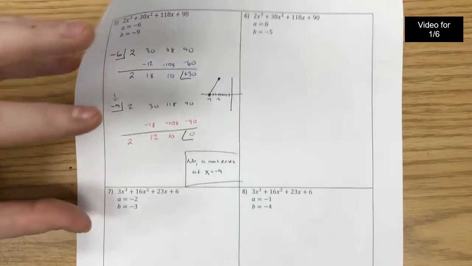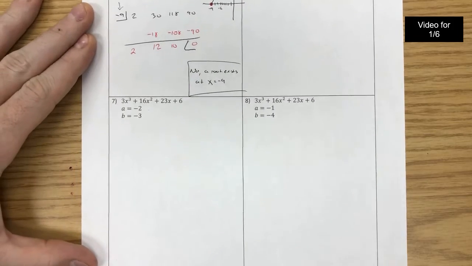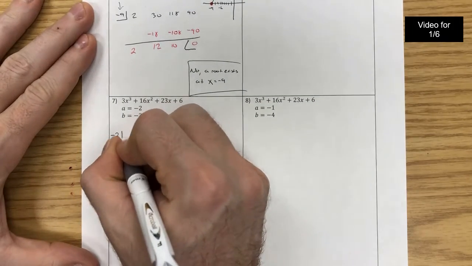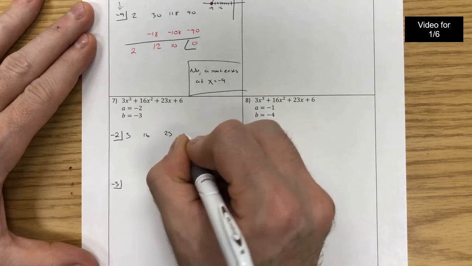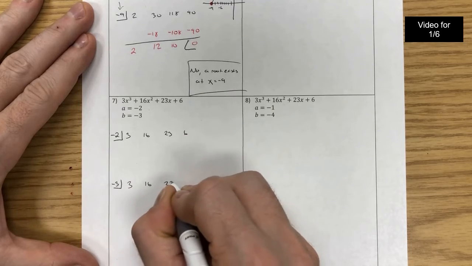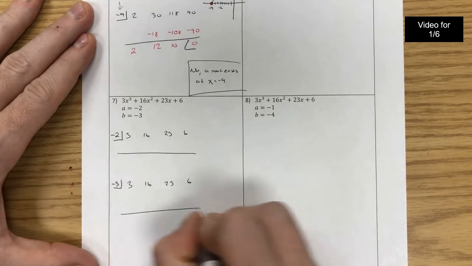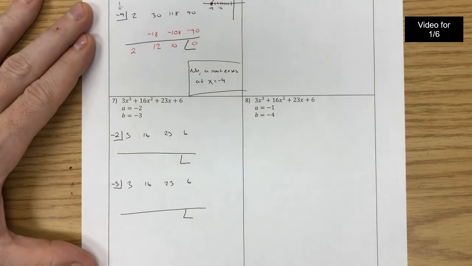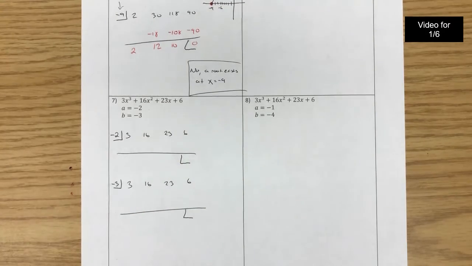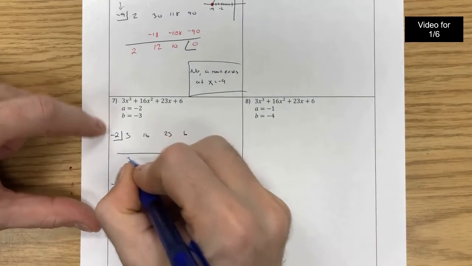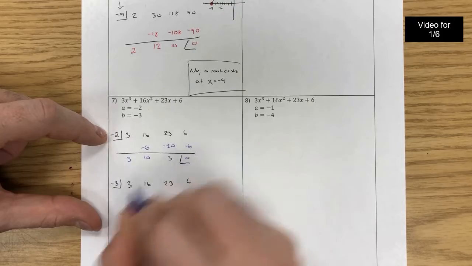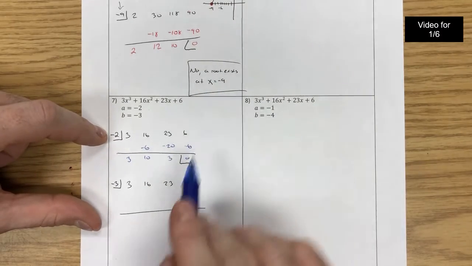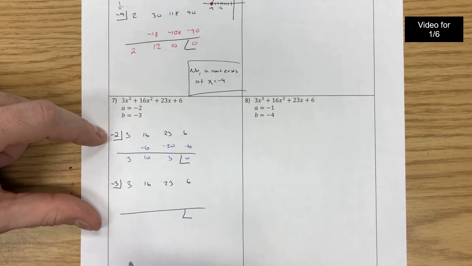Okay? And for the last one, let's try this one out. So I'm trying out -2 and -3. So 3, 16, 23, and 6. Go ahead and tell me what you find. Okay, let's see how well we did. -6, 10, -20, 3, -6. Looks like it's going to be the same thing. I'm not going to find a root between there because I found a root at -2.